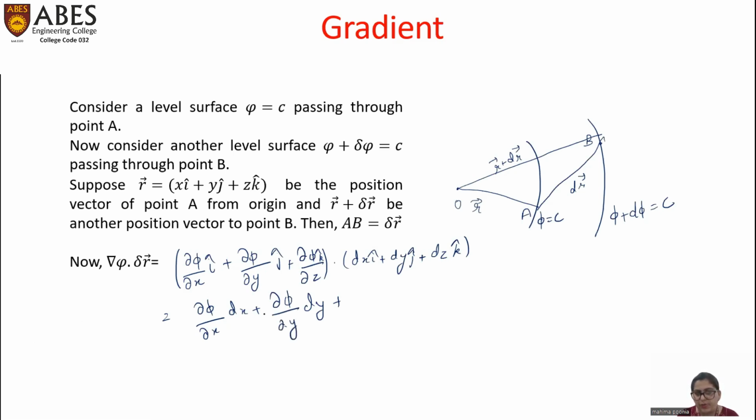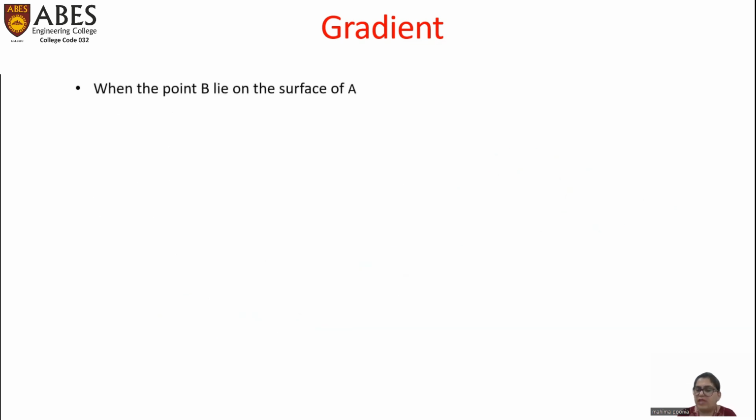Partial derivative with respect to phi into dy, partial derivative of phi with respect to x. Fine. Let us suppose they must lie on the same surface, then the value of theta will be 90 degrees between them. And we know that the dot product of two vectors A dot B is obtained by taking the modulus of A and B into cos theta.